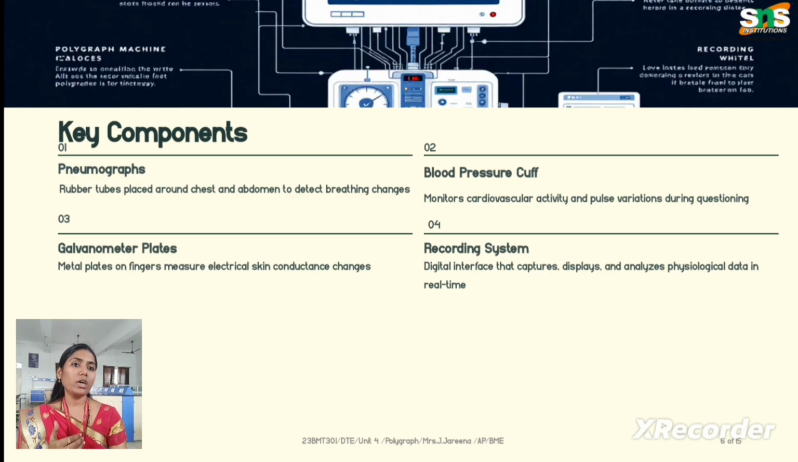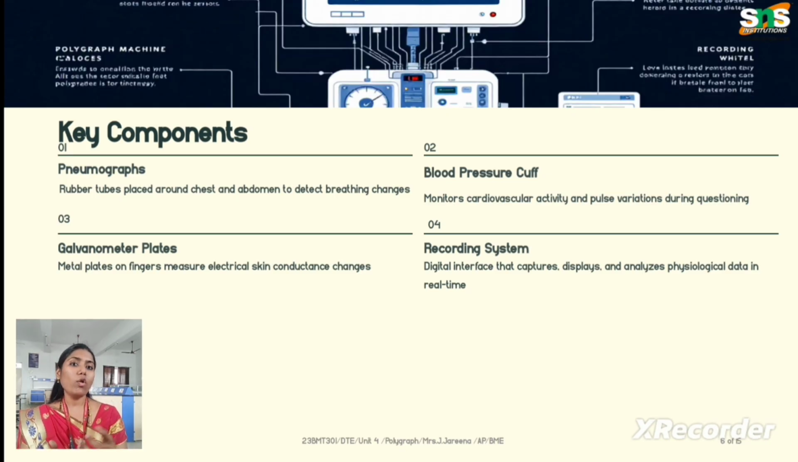And the blood pressure cuff, as you already know, is a BP apparatus. It is mainly used to measure the BP level, that is, systolic pressure and diastolic pressure. It clearly tells us the BP level of that particular person.